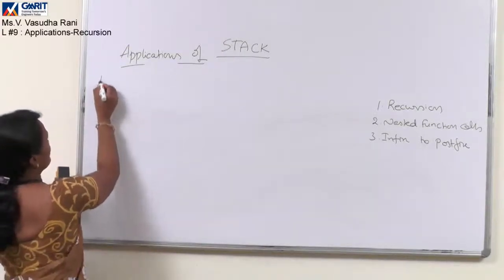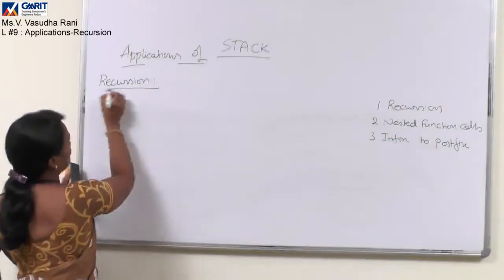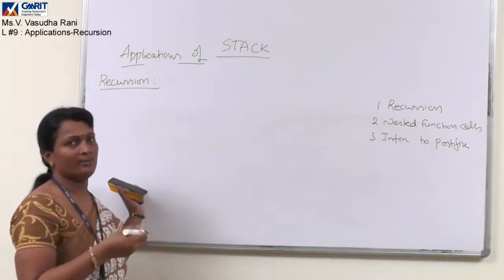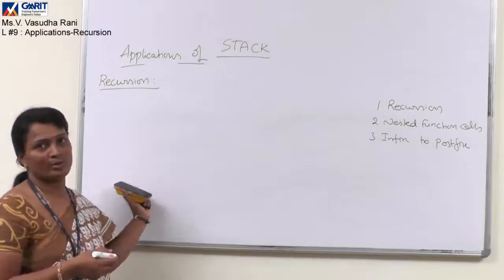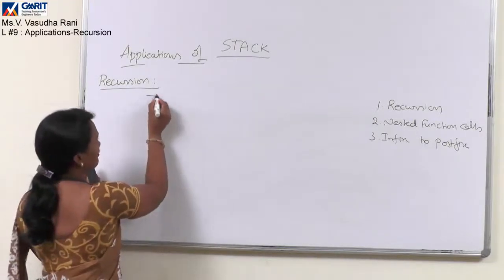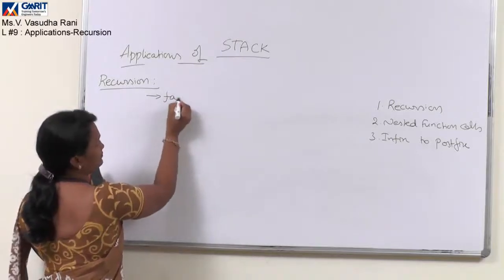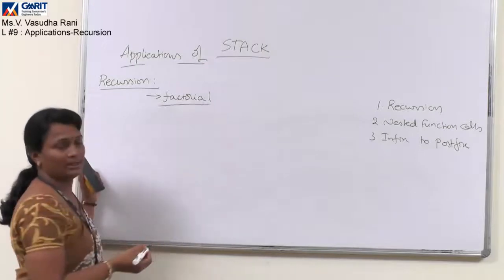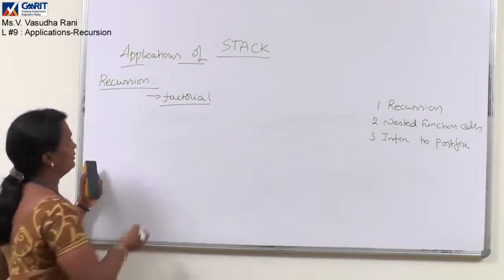First, if we consider recursion. What is recursion? Function calling itself. The process of function calling itself is defined as recursion process. For this, if we take the example of factorial calculation, in the factorial calculation, how is stack required?